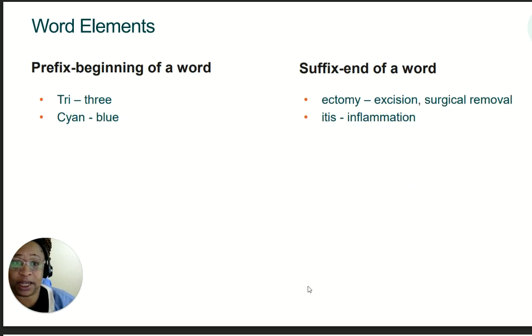Prefixes and suffixes are also important. The combination of them both actually shows the full root word or meaning of a terminology and or procedure. As you see, the prefix, the beginning of the word, is tri, meaning three, and cyan, meaning blue, with the suffix ectomy, meaning surgical removal, and itis for inflammation.